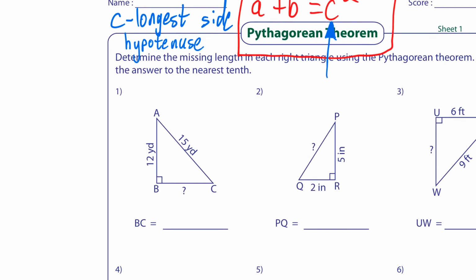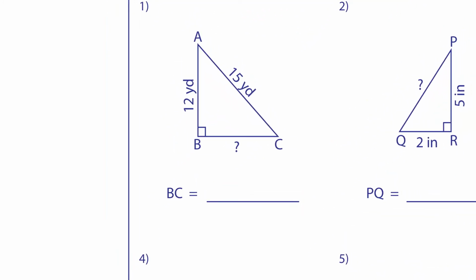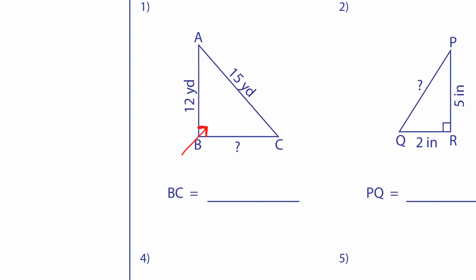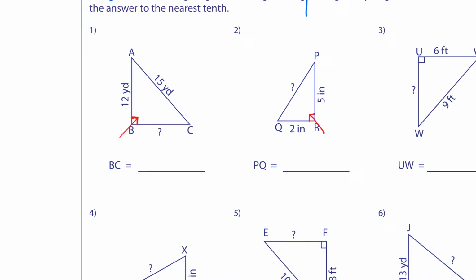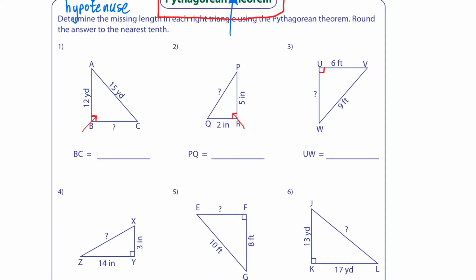And one way that I use to think about this is, just for example, on number 1. Think of this little right angle mark right here as like an arrow. And it always points towards the hypotenuse. So this is an arrow, it points towards the hypotenuse. This is an arrow, it points towards the hypotenuse.